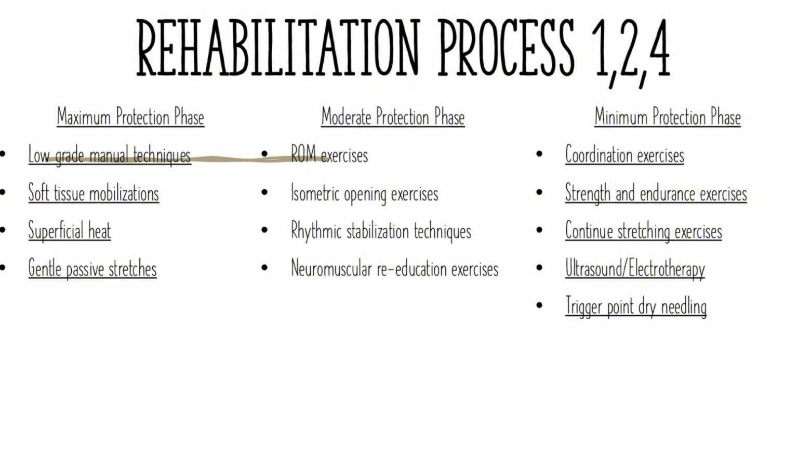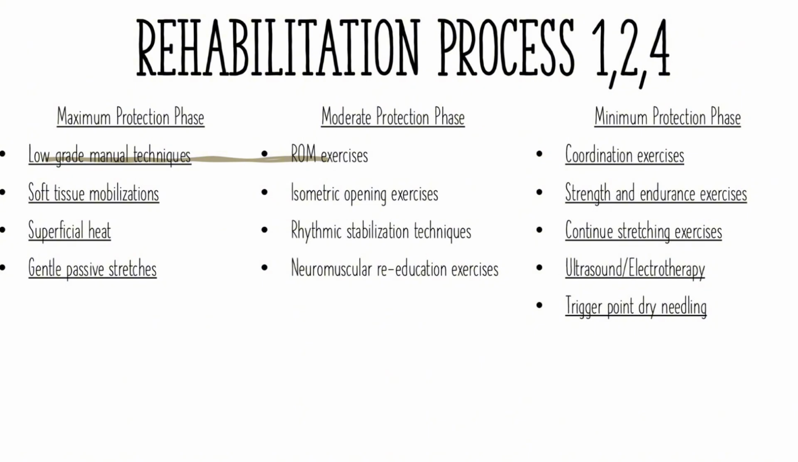During the moderate protection phase, we will start to introduce range of motion exercises, some isometric opening, as well as protrusion exercises, rhythmic stabilization techniques, and this is also where we start to introduce neuromuscular re-education exercises. And then in the minimum protection phase, this is where we will begin to introduce the coordination exercises. Here we will also do strength and endurance exercises. We will continue with the stretching that we were doing in the previous phases of healing.